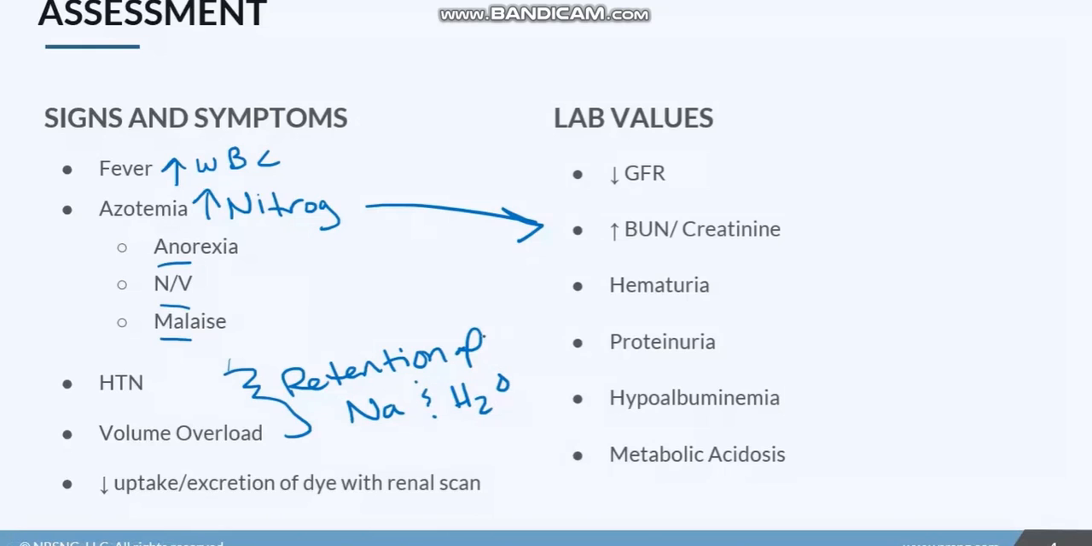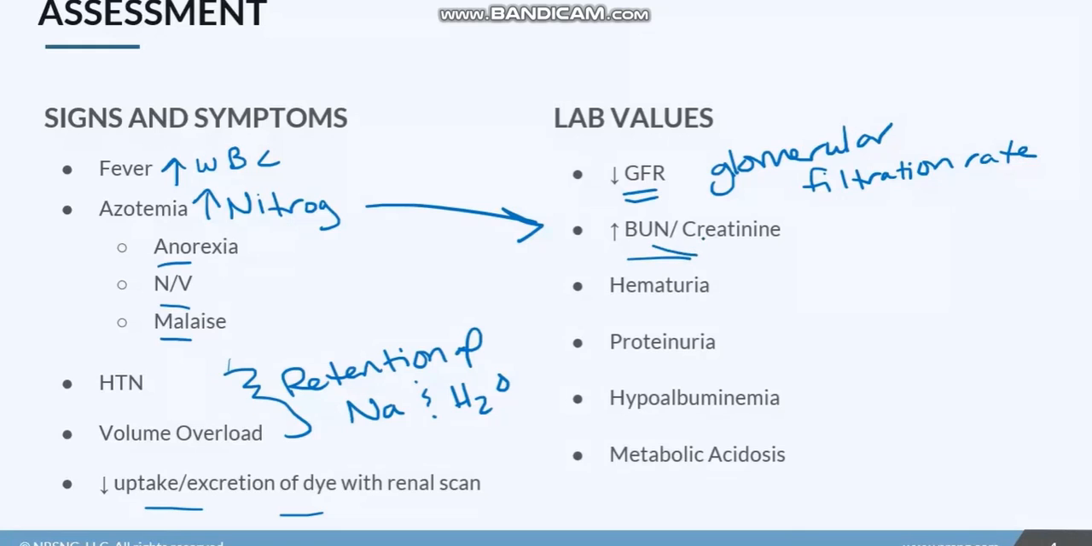And then something else that we see is that the kidneys aren't actually uptaking or excreting dye with a renal scan. So when we inject contrast or dye into the kidneys, we see that they're not actually filtering that dye into the kidneys like they should. So what do we see in our lab values? Well, first and foremost, we're going to see a decreased glomerular filtration rate. Now, I've said this before, and I'm going to say it again. The GFR is the number one indicator of kidney function. And we'll still see increased BUN and creatinine, but since they're not always specific, looking at the GFR gives us an even better picture of what's happening to the kidneys.